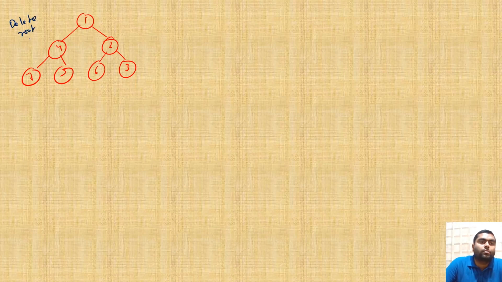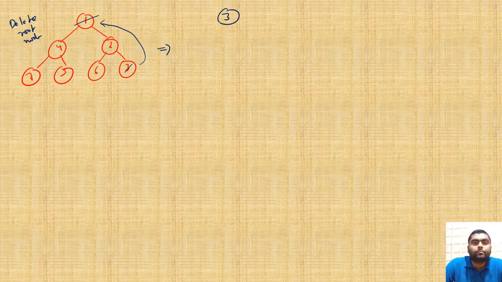Delete the root node. So as soon as you delete the root node, the successor will be from the right side. Okay, so what will the right side successor be? The successor is 3. So this 3 will move to this particular point. So what will be the resulting tree after this? The result is 3, then 4, then 2, then 7, then over here 5, and then it is 6.